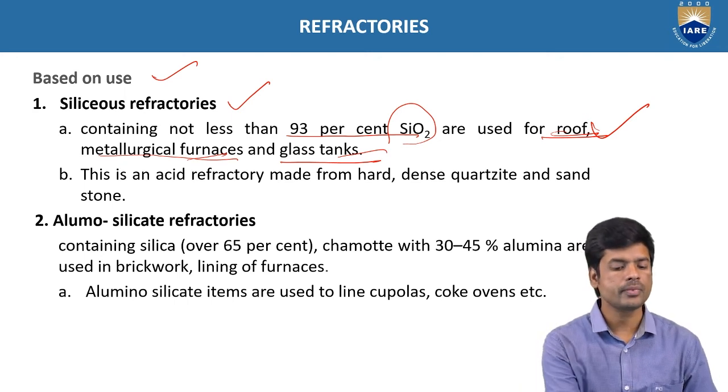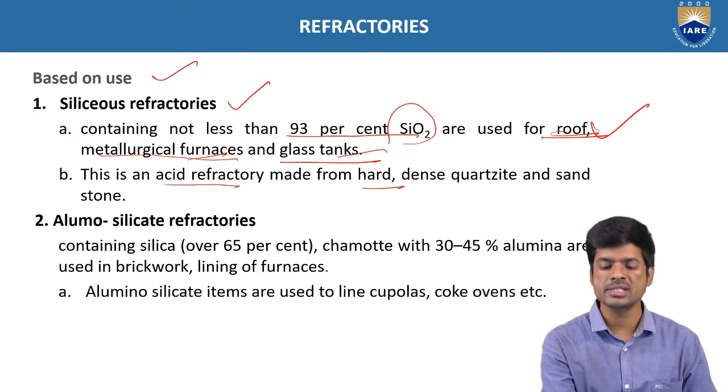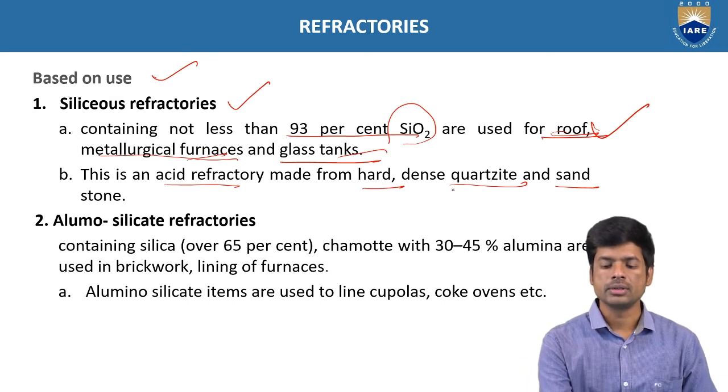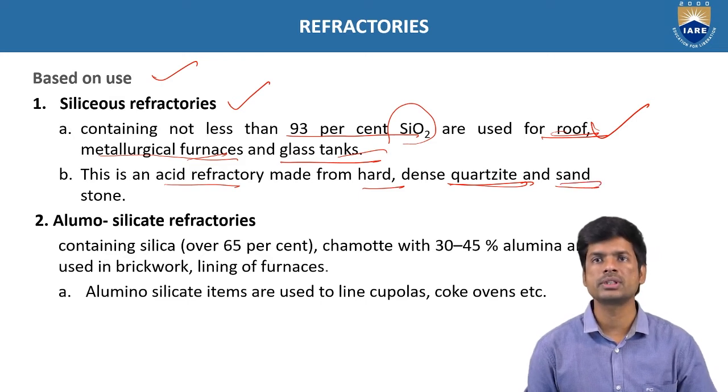The next one, this is an acid refractory made from hard dense quartzite and sandstone. This is a very hard material made using quartzite stone and sandstone. These are the stones which we use for the preparation of siliceous refractories.